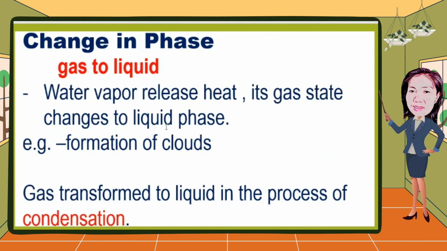Another phase change, gas to liquid. So when water vapor releases heat, its gas state changes into liquid phase. One example of this is the formation of clouds. Okay? It condensed. So the gas is transformed into liquid phase in the process of condensation. So the name of the process is what we call condensation.